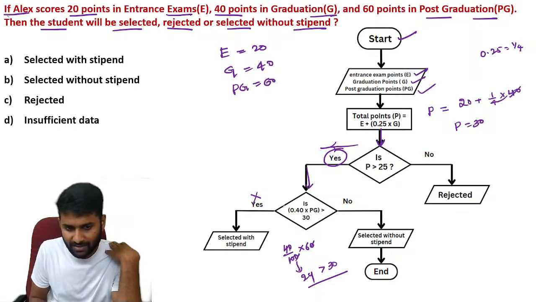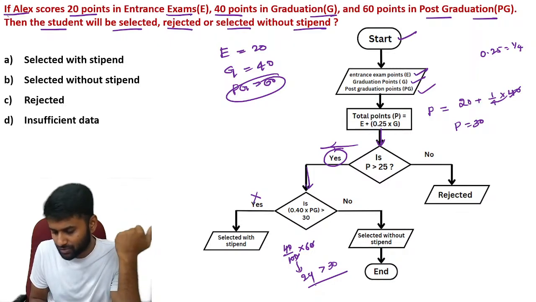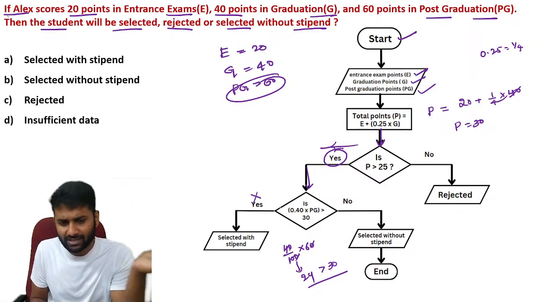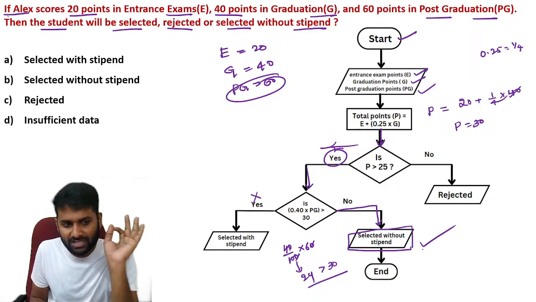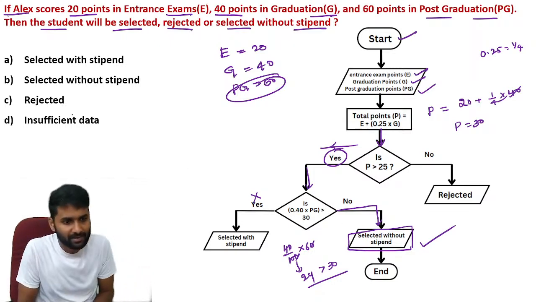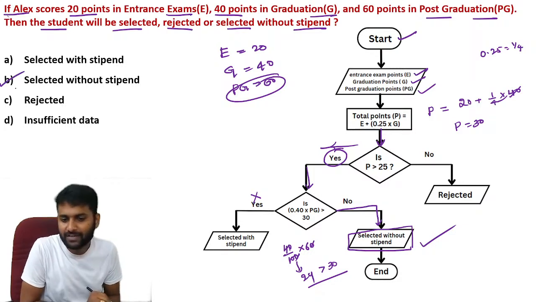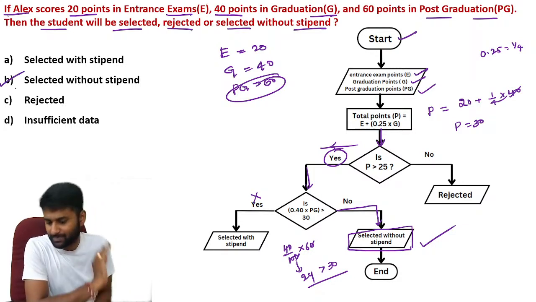Is it clear? See, 0.40 into the PG score, which is 60. So 0.40 into 60 is exactly equal to 24. Is 24 greater than 30? No. That's why you have to move in this way. After the final step, you should understand that select without stipend is the correct answer. So the person did not get any kind of stipend. Then your answer is B.